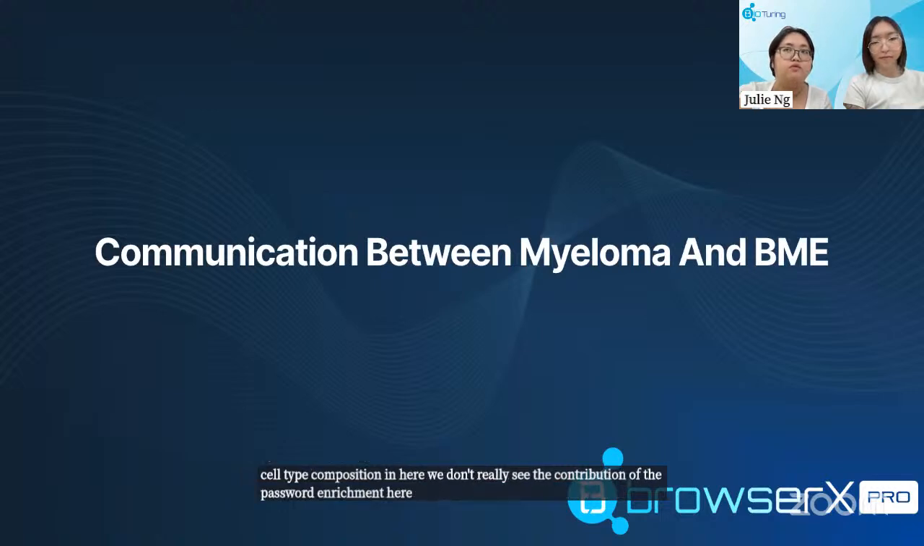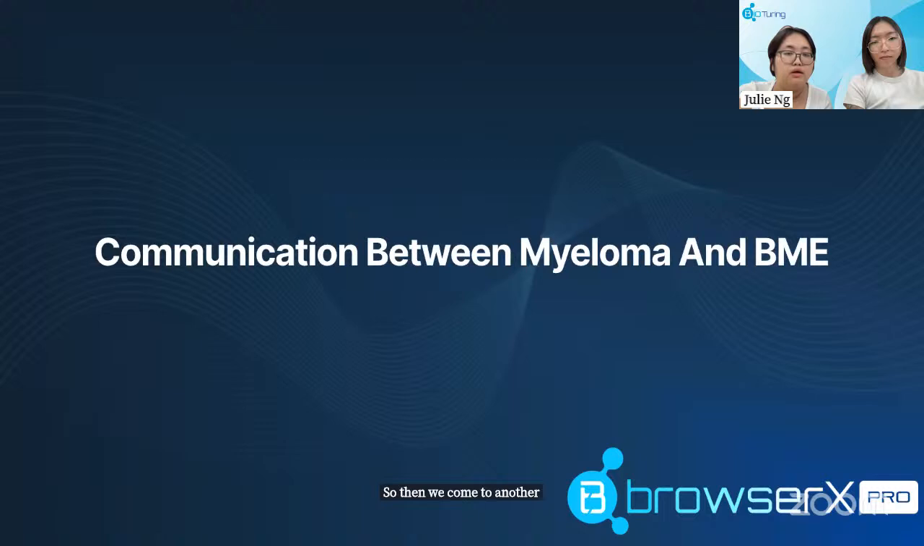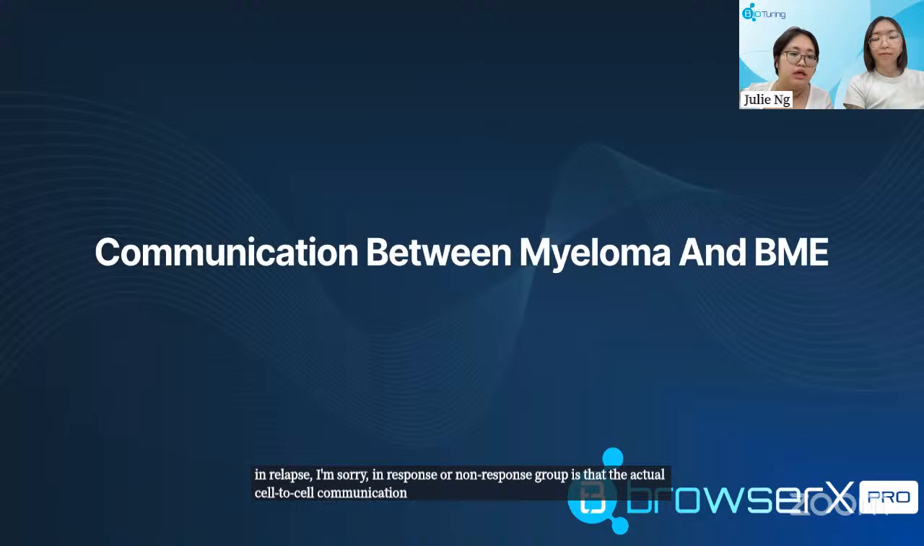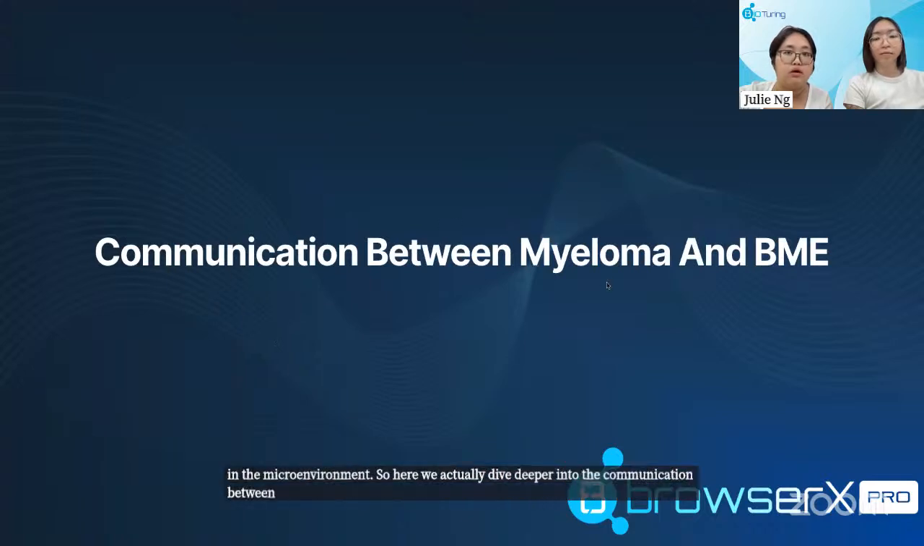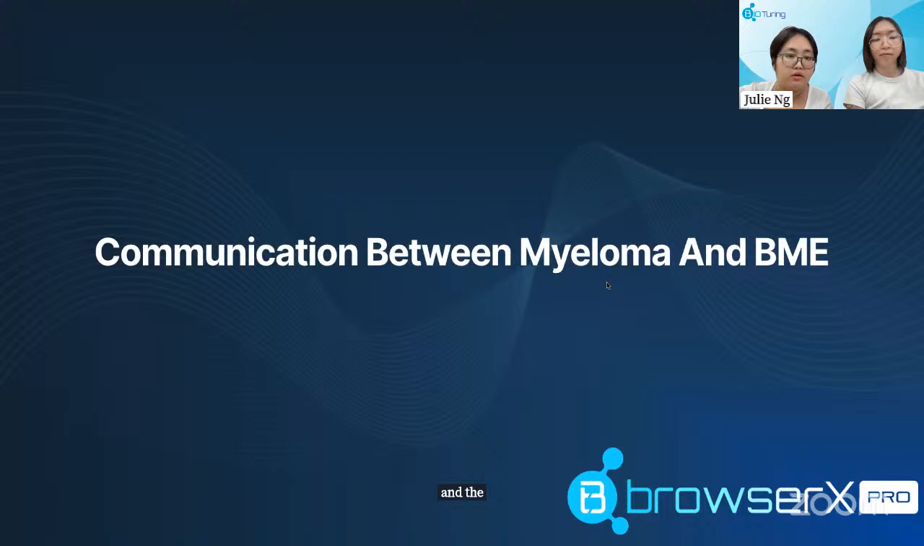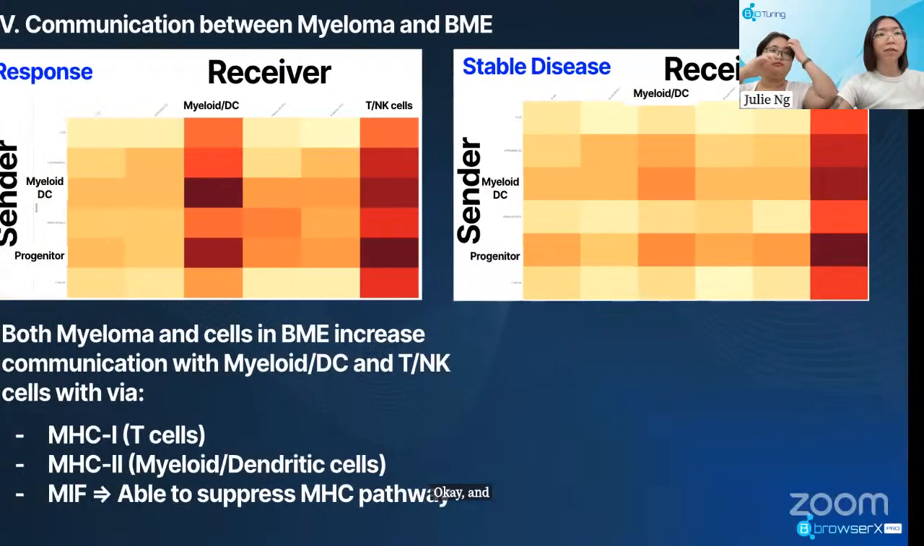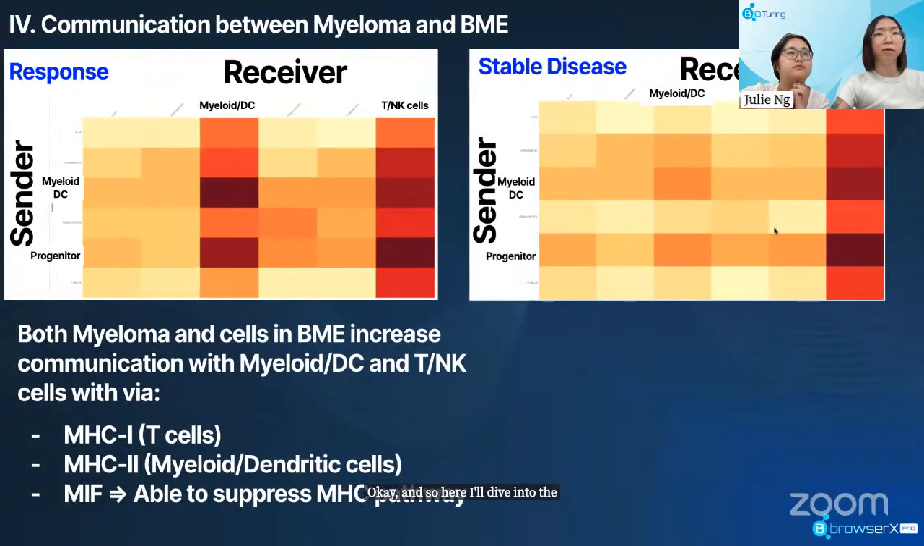So then we come to another way that we hope can explain the difference in response or non-response group, which is the actual cell-to-cell communication in the microenvironment. Here we dive deeper into the communication between the myeloma cell and the bone marrow microenvironment, in the hope of explaining the reason why we see non-response versus response. Okay, and so here I'll dive into the demo on vBrowser X Pro.